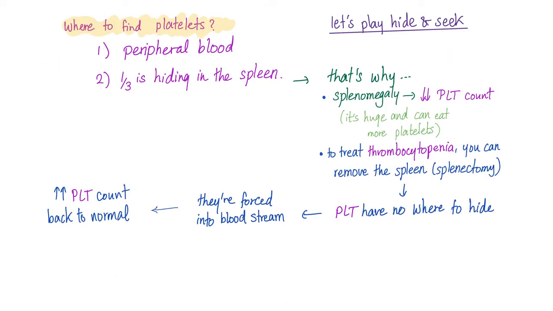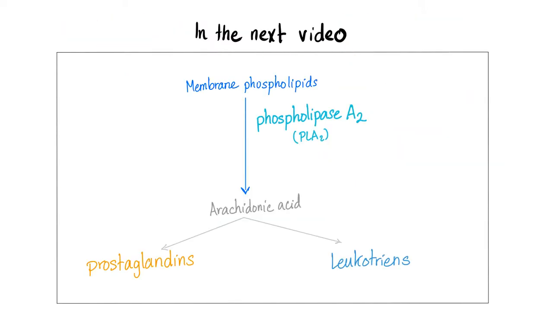Just quick review, we find platelets in the peripheral blood, but some of them are hiding in the spleen. That's why splenomegaly decreases the platelet count, causing thrombocytopenia. That's why one of the treatment options for thrombocytopenia is to remove the spleen, forcing all of the platelets to gather around together in the peripheral blood, raising the platelet count back to normal. In the next video, we'll talk about the arachidonic acid. You don't want to miss it. Half of pharmacology is in the next video, believe it or not.